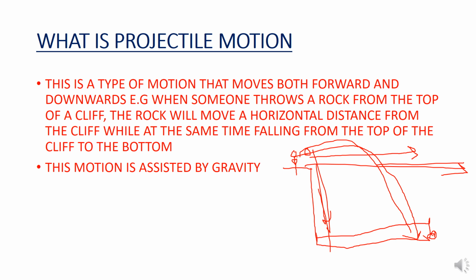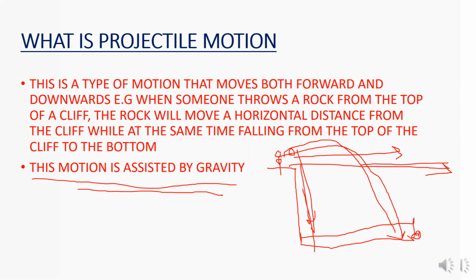Then there is one very important thing hapa. Imeandikwa kwamba this motion is assisted by gravity. It is not against gravity. Because kumbuka, this thing moves from top to bottom. Now gravity makes things to fall down. Sasa, so this motion inasaidiwa na gravity. So zile formula za free fall sometimes huwa zinatumika hapa katika projectile motion. They are mainly used in this type of motion.